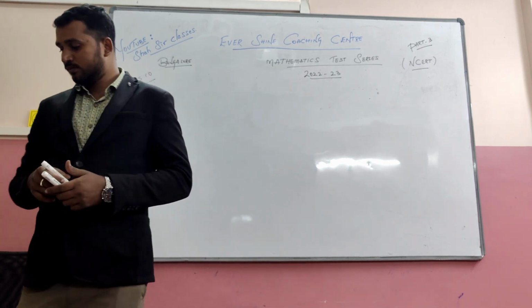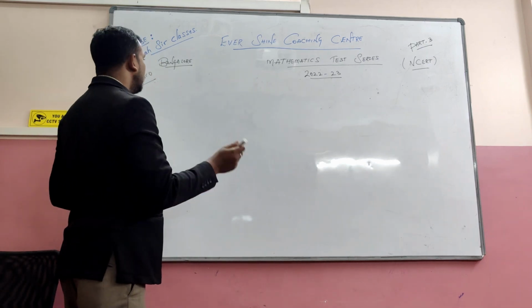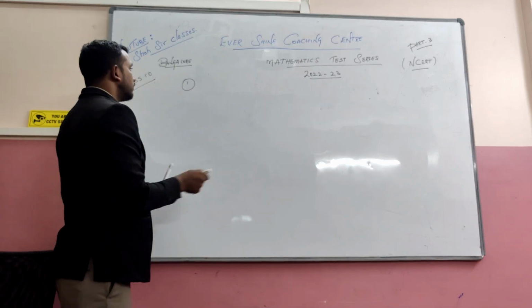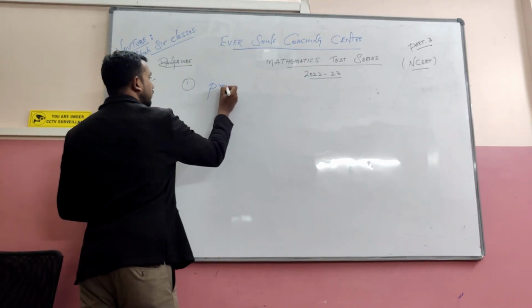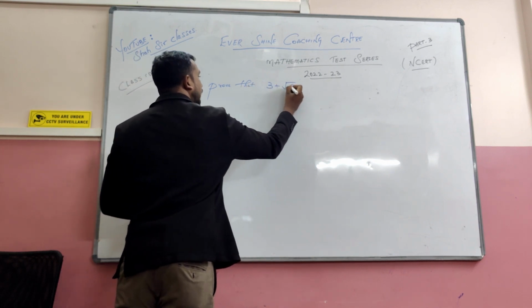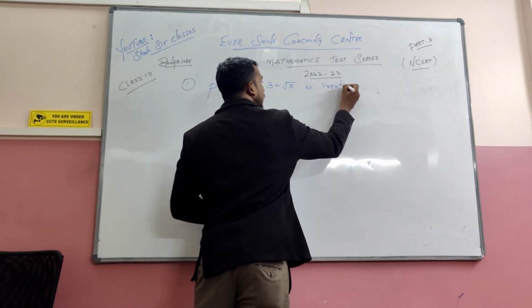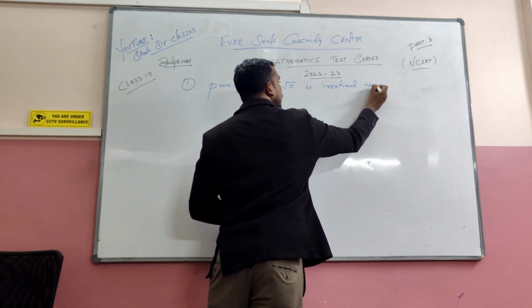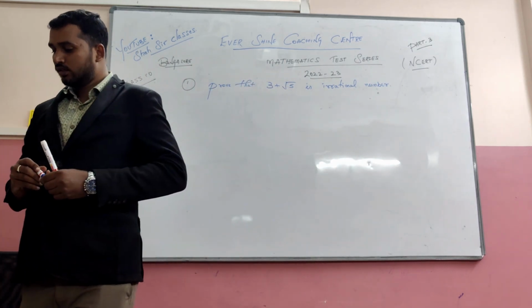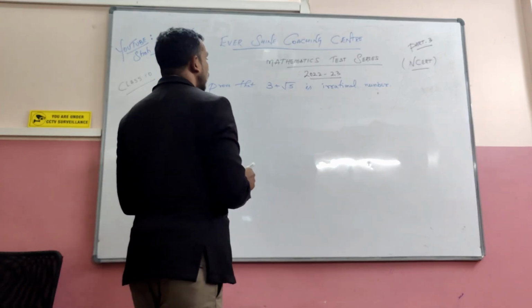Take the first question. Prove that 3 plus root 5 is an irrational number. Prove that 3 plus root 5 is an irrational number.